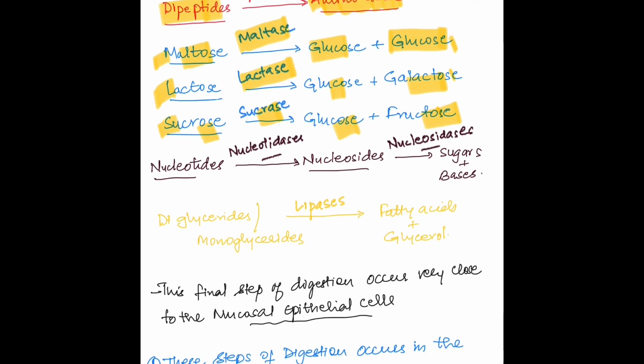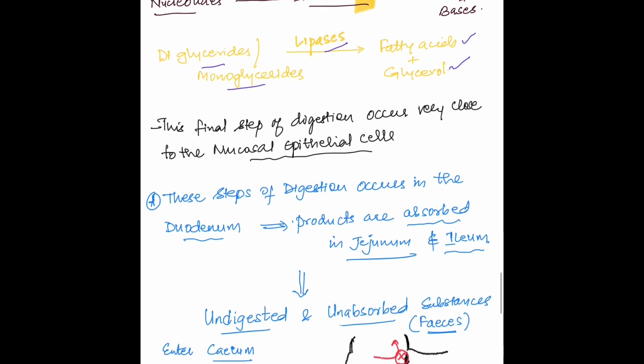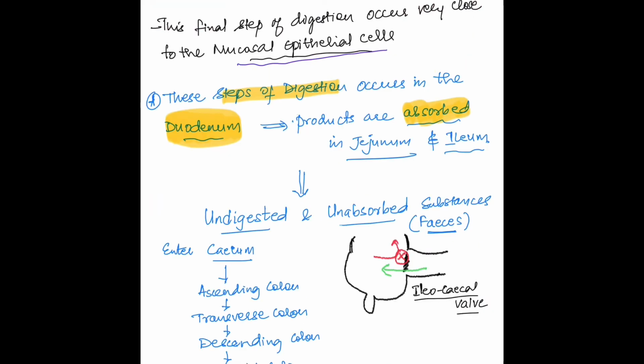Similarly, nucleotides and nucleosides are broken down by nucleotidases and nucleosidases into sugars and nitrogenous bases. And lipases further break down diglycerides and monoglycerides into fatty acids and glycerol. These enzymes are breaking down substances close to the brush border cells, and from there these final products are absorbed. The steps of digestion which we saw take place in the duodenum, and the final products which are formed are absorbed in jejunum and ileum.